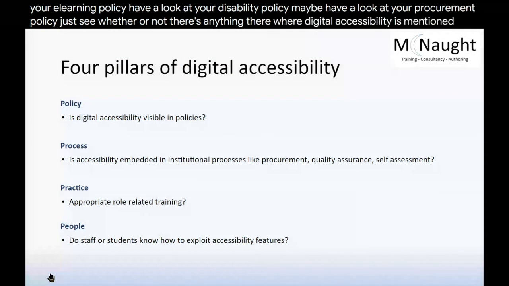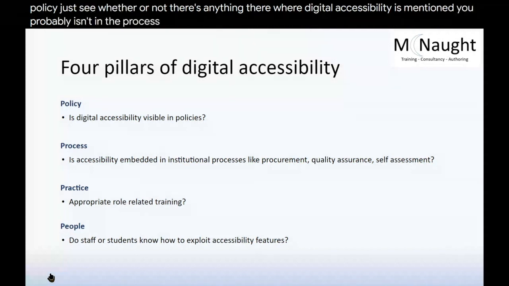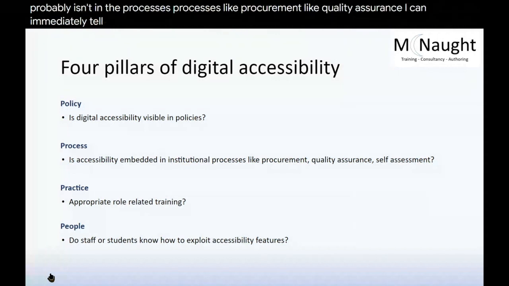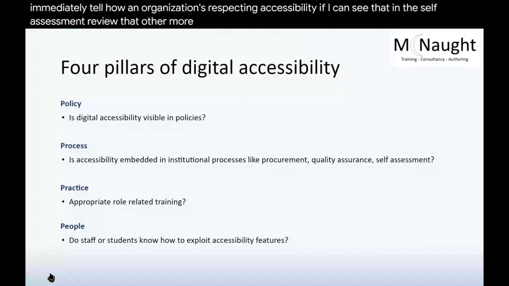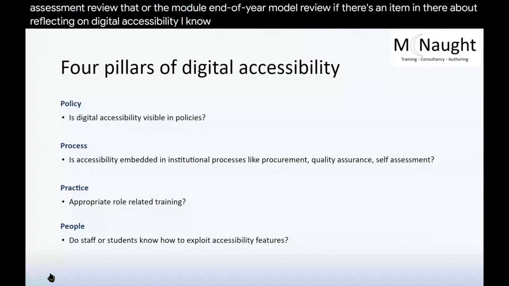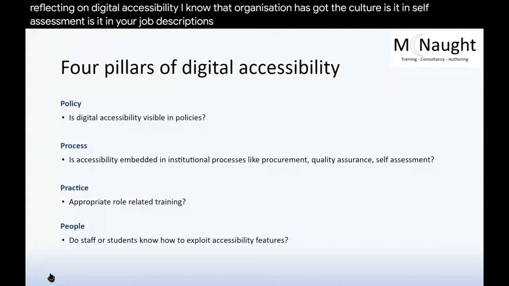Because if it's not in the policy, it probably isn't in the processes. Processes like procurement, like quality assurance. I can immediately tell how an organization's respecting accessibility if I can see that in the self-assessment review, or the end of year module review, if there's an item in there about reflecting on digital accessibility, I know that that organization has got the culture. Is it in self-assessment? Is it in your job descriptions?